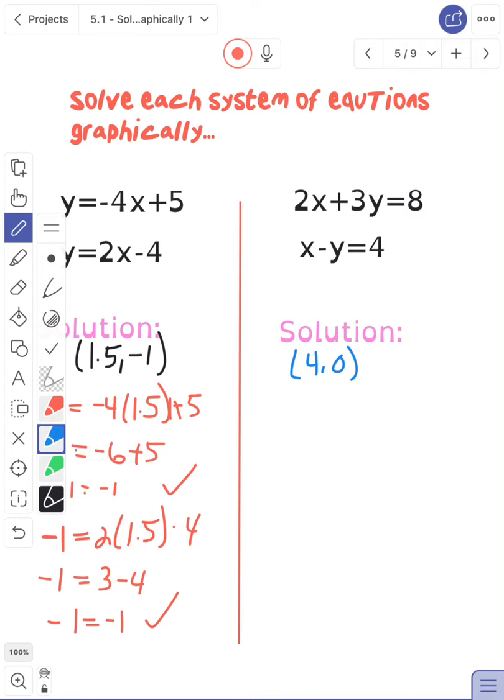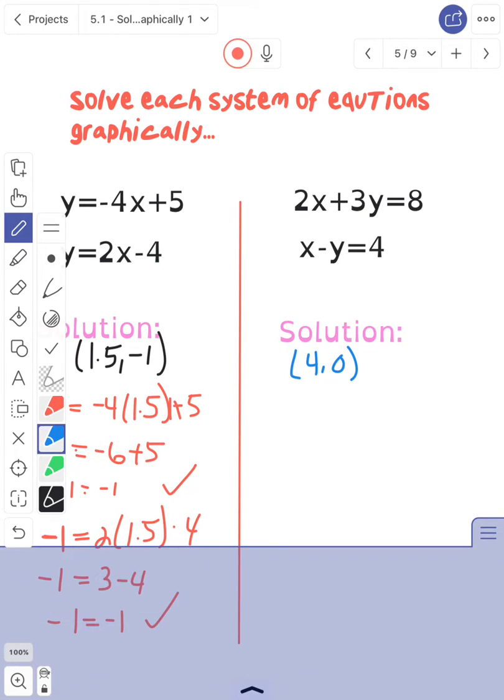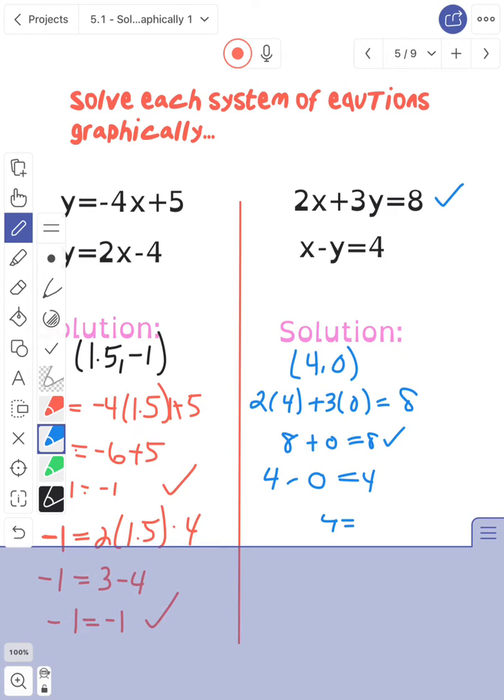Now to make sure that it is the solution, we have to check both of them. So I plug in x for x, and I plug in y for y. I've got to make sure that 8 plus 0 is equal to 8. So it satisfies the first equation, and we just need to make sure that if I take the x value of 4 and subtract the y value of 0, that I do get 4, and it does make the second equation true, so it satisfies both equations.